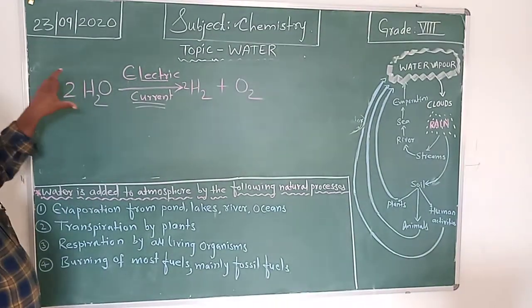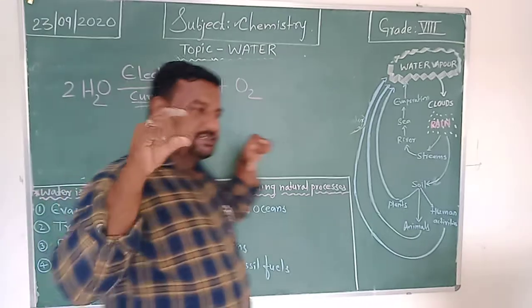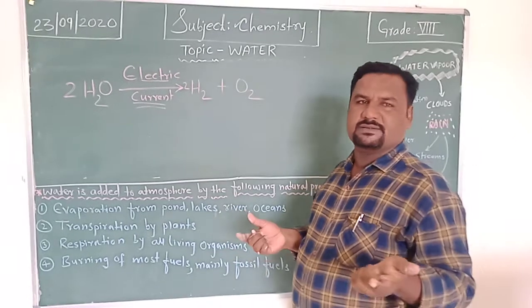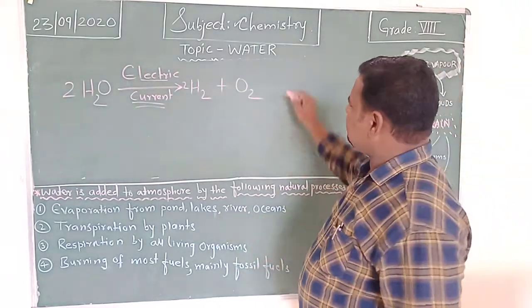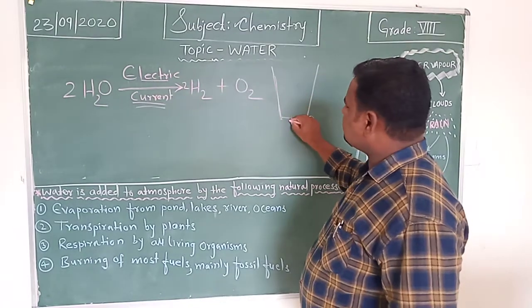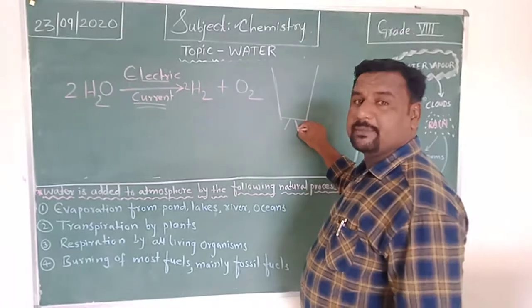What is electrolysis? The passing of electric current into the water is called electrolysis. For this, a voltameter is used.